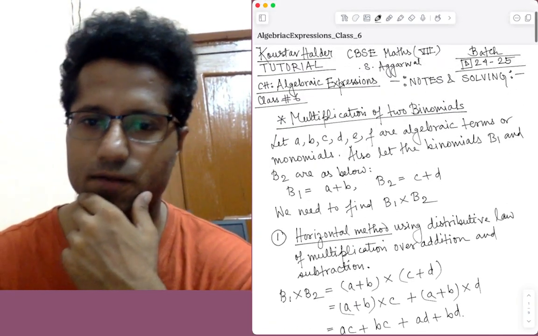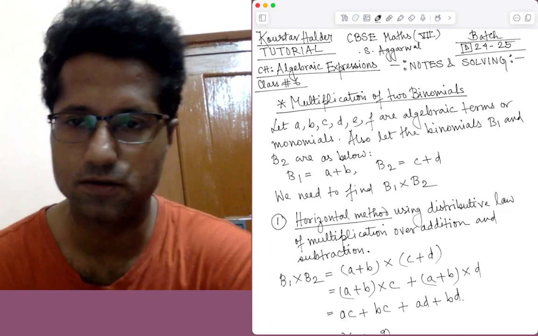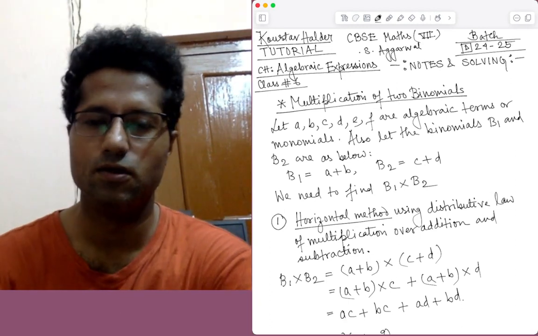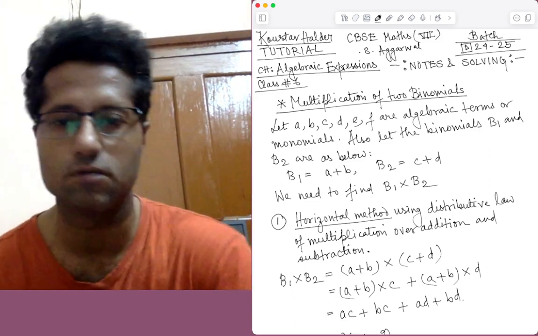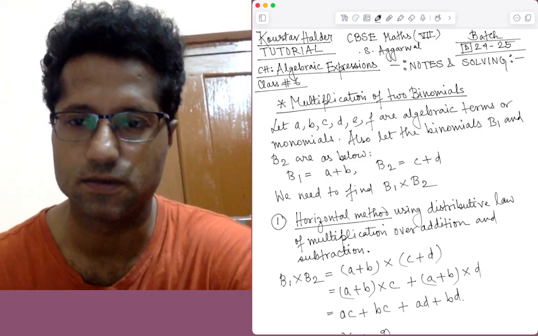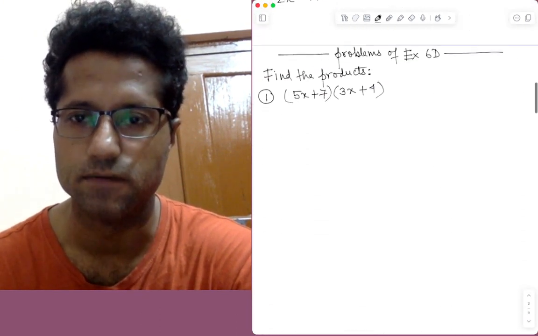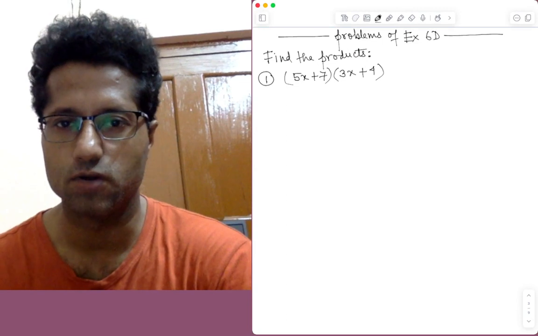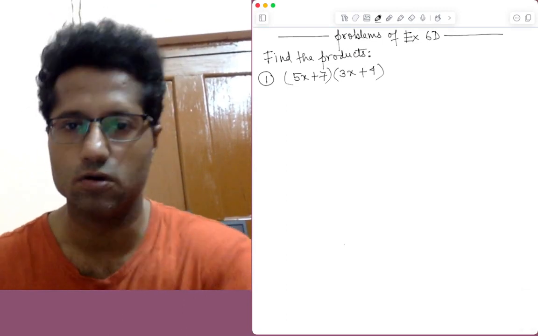Now here, instead of binomials a plus b, c plus d, it could be trinomials or multinomials, that is the algebraic expression can have 4, 5, 6 terms, it does not matter. The concept works the same way. So let's try to solve a few problems from the exercise 6D. So the first one is find the products. I will solve it both by horizontal method and the column method.